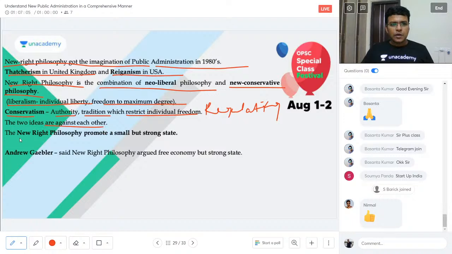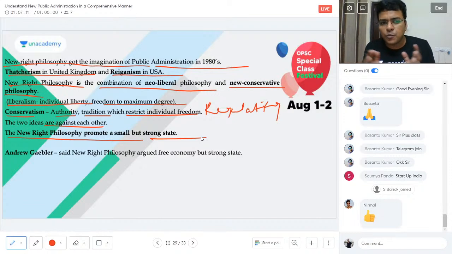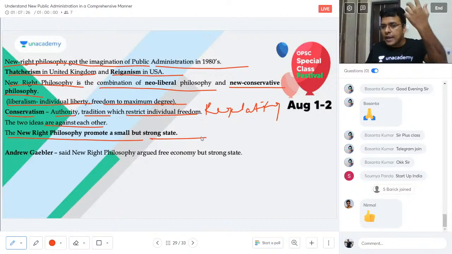The two ideas are against each other. New right philosophy promotes a small state but a strong state. How does the state become small? The state decreases its area of authority. Before, the state was giving you everything, but now the state is restricting. But the state becomes strong. The state is not providing you air travel, but becomes strong with DGCA. The state is not providing mobile telephone, but becomes strong with TRAI. So a small state but a strong state.